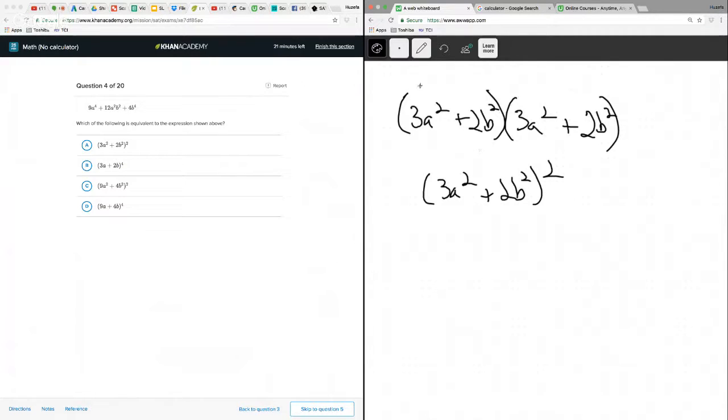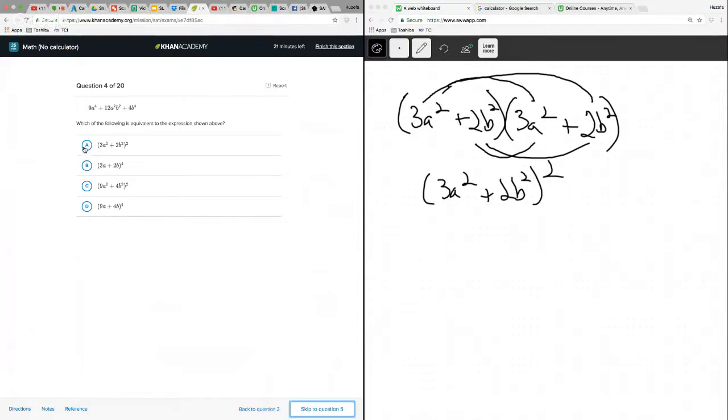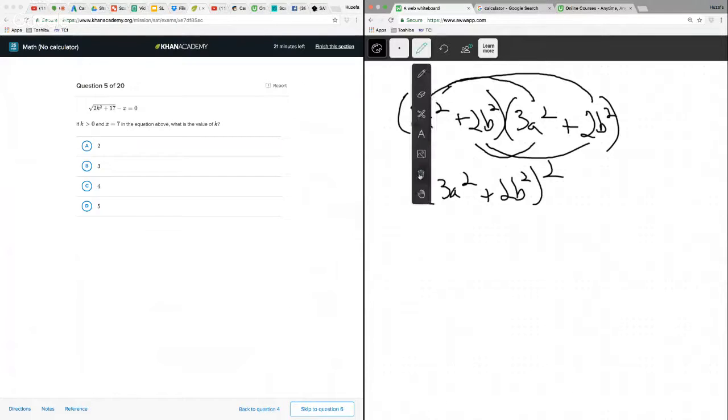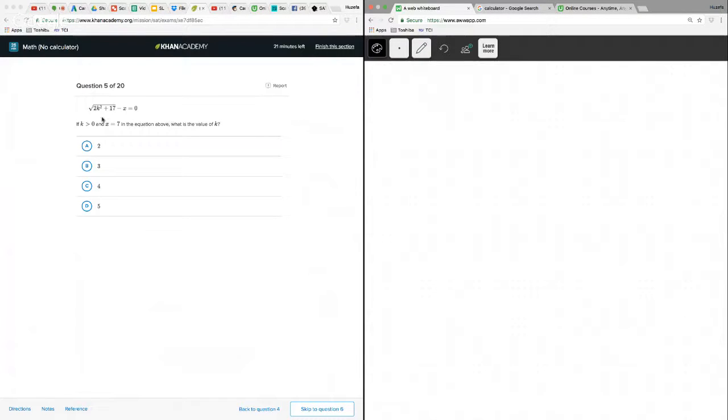Why did I do this? Because when you FOIL this back out, I kind of had a notion, and look, these are all like some sort of perfect squares in the answers. You kind of have a notion that when you multiply these guys back, that gets 9a squared. This gets 6a squared b squared. This gets another 6a squared b squared. That gives you your 12a squared b squared. And that gives you your 4b squared. So it is this guy up top. All right, next.